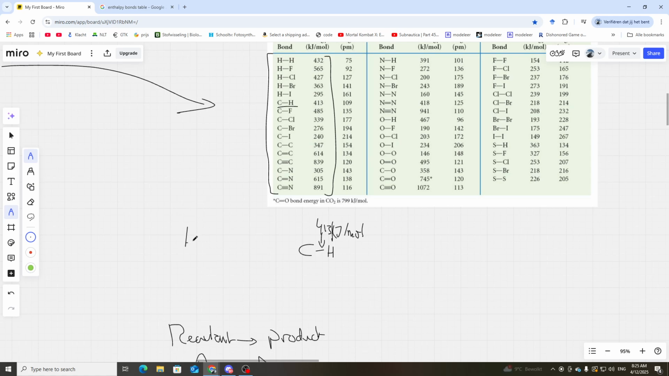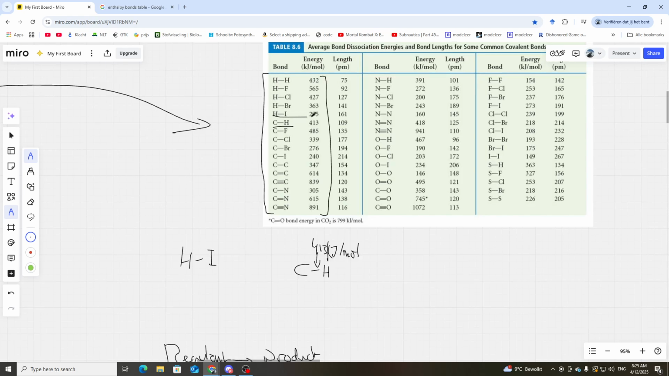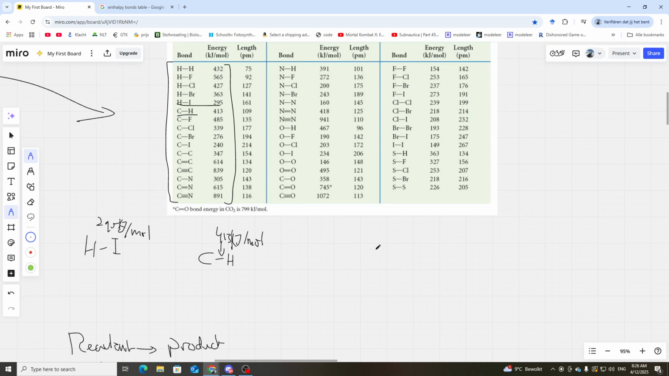And let's say I have an HI bond. Okay, well, let's look. Okay, it's here. That's 295 kilojoules per mole. Sorry. Yeah, so that's all this graph does. If I give you SF, you're going to look in the graph, you're going to see, here it is. This bond has 327 kilojoules per mole. Yeah, that is how we read this graph.